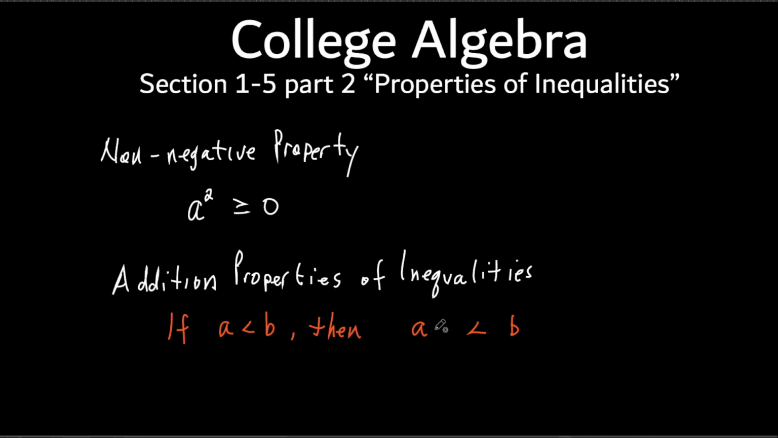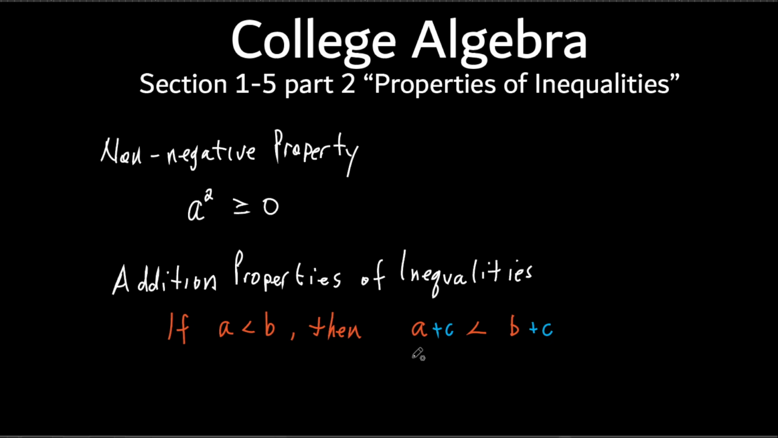Basically what this is saying is if you add something to the A and you add the same exact thing to the B, this is still going to be less than this. So if you start off with A is less than B, you start off with a number that's smaller than this number right there, and you add the same thing to it, this left side is still going to be less than this side over here. You can try that if you want to with any numbers.